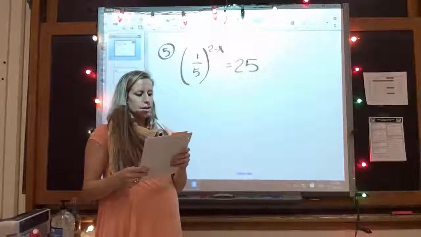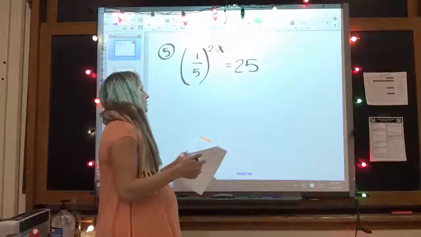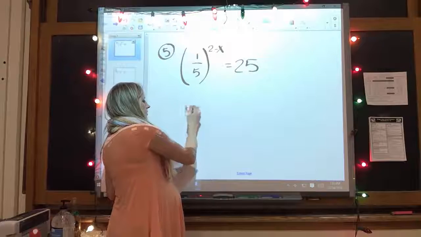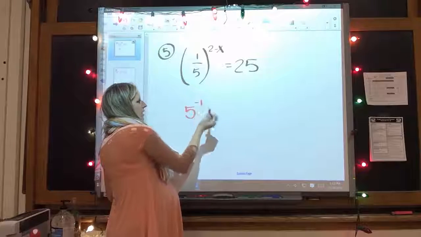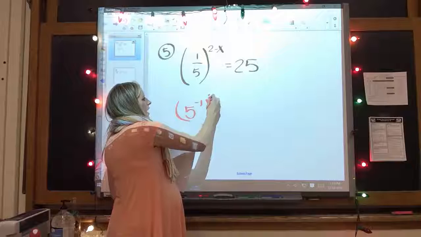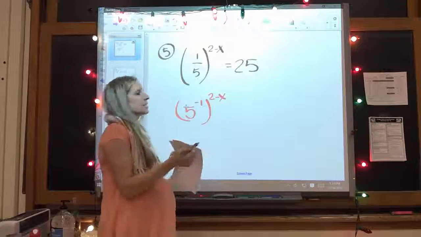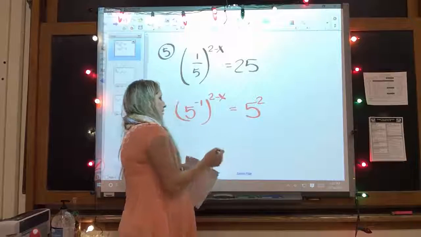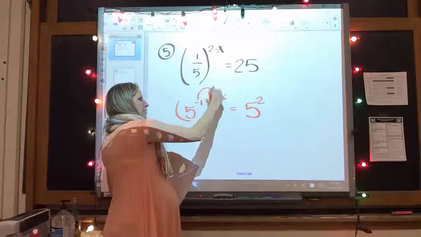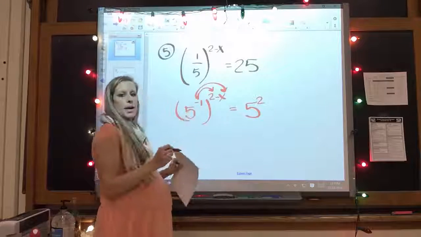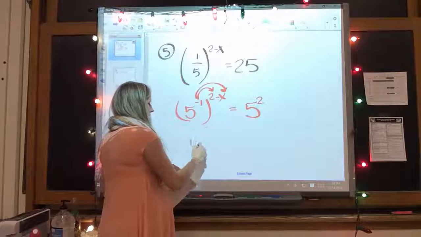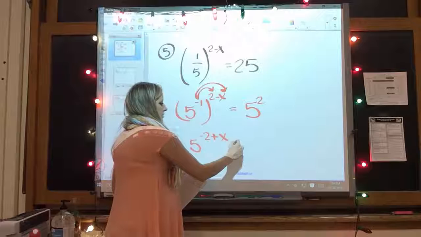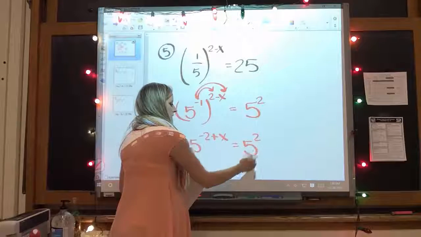Number 5, we need the same base. So we can put them both in a base of 5, where the first one would be 5 to the negative 1, and all of that to the 2 minus x. And on the right side, that would be 5 squared. So if I distribute that negative 1 to my exponent, I get 5 to the negative 2 plus x equals 5 squared.